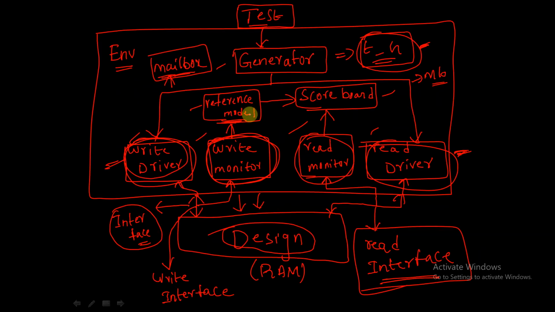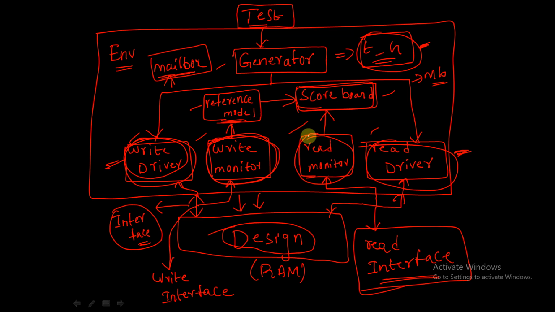This data is given to another component known as the scoreboard, with the help of a mailbox. From the read side, the read monitor is going to give all the signals to the scoreboard, all the read enable signals and data out signals. In the scoreboard, the comparison will be performed between the reference model output and the design output given via the read monitor.